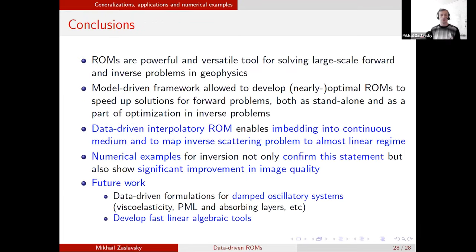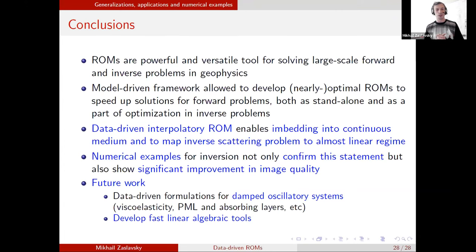To conclude, I just want to summarize what we obtained. First of all, we obtained a reduced order model framework as a powerful and versatile tool for forward and inverse problem solution. In a model-driven framework, applicable for forward solutions, we developed nearly optimal models to speed up the forward solver, which became optimal among all time-domain and Fourier transform methods. Data-driven interpolator reduced order models allowed us to embed the solutions into a continuous medium, essentially to interpret the reduced order model directly, almost without any optimization, and map the inverse scattering problem to almost linear regimes. The numerical examples not only confirmed the statement, but also showed a significant improvement in image quality.